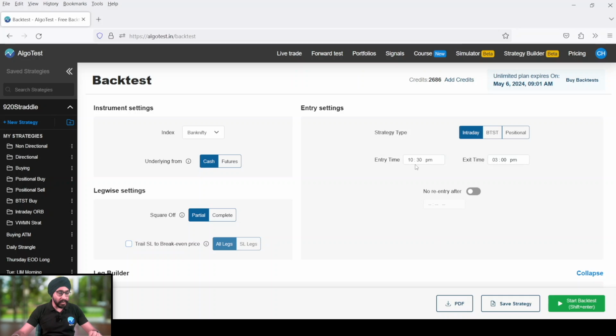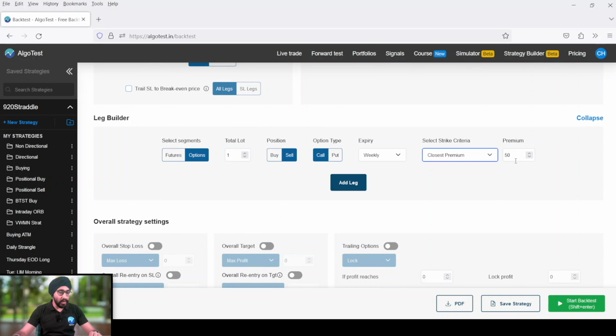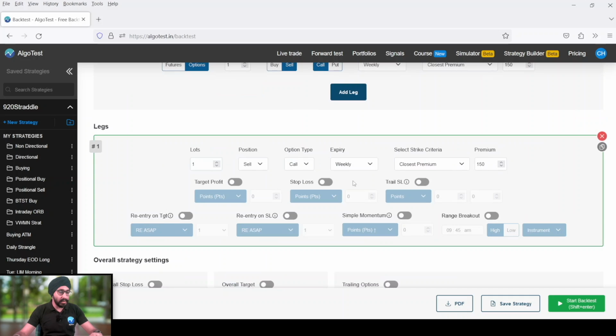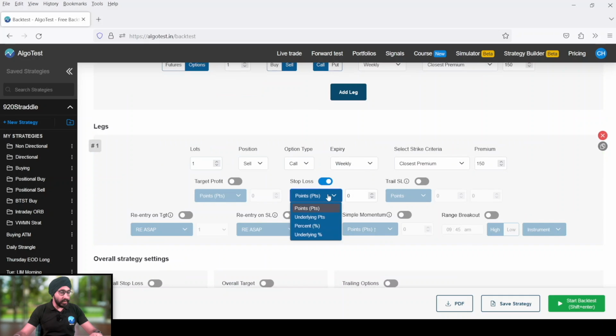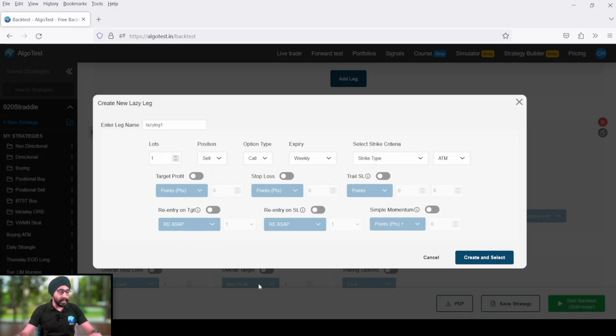So my entry time is 10:30, exit time is 3. I'll sell a call with the closest premium of 150. So I'll start with a strangle, right? Since it's non-directional, I will go with a higher stop loss of 60%, right? And now this is where I'll input intelligence into the strategy thanks to the lazy leg feature. So I'll do a re-entry on stop loss, lazy leg.